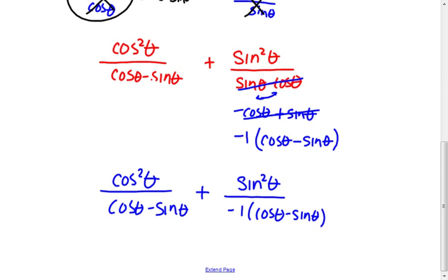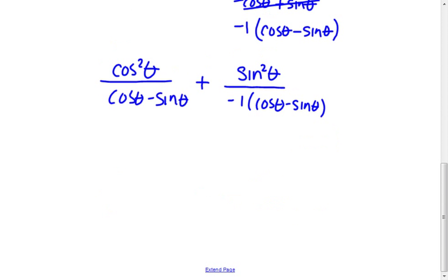Okay, and what I'm going to do then is take this negative 1 and move it to the top. I'm going to put that negative sign on the top instead. So instead of having sine divided by negative 1, I'm going to move it to the top because it's still going to give you a negative quantity. And now you'll see that you have common denominators.